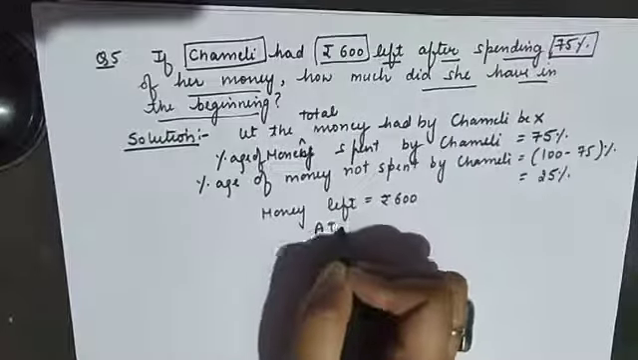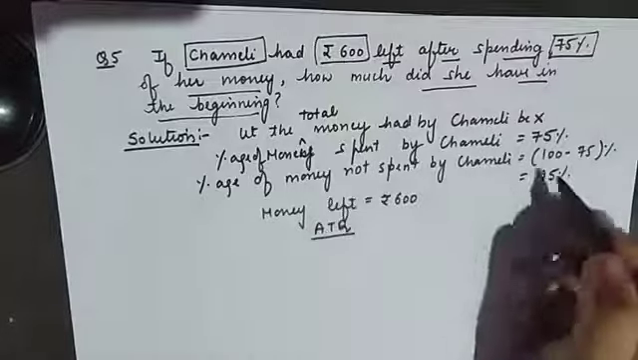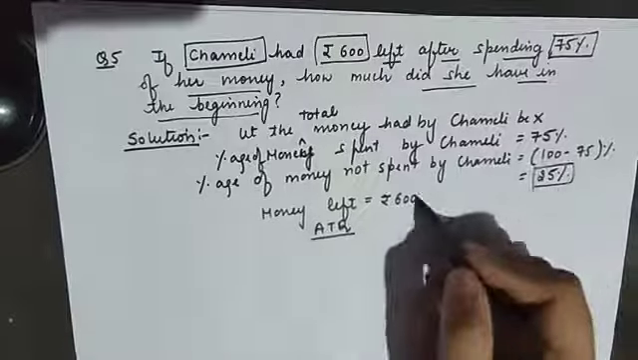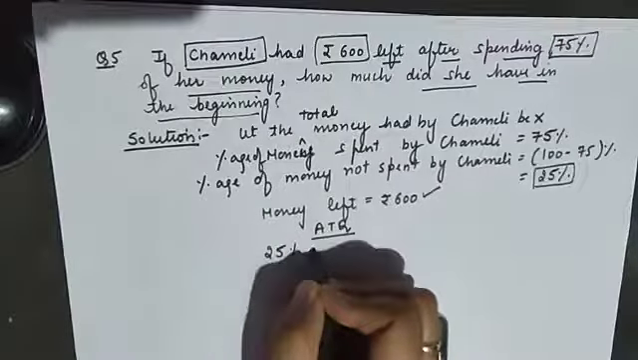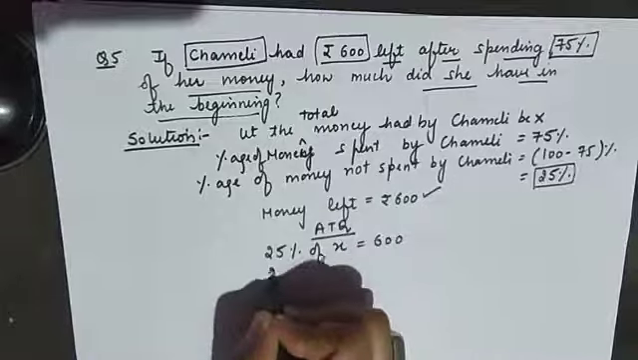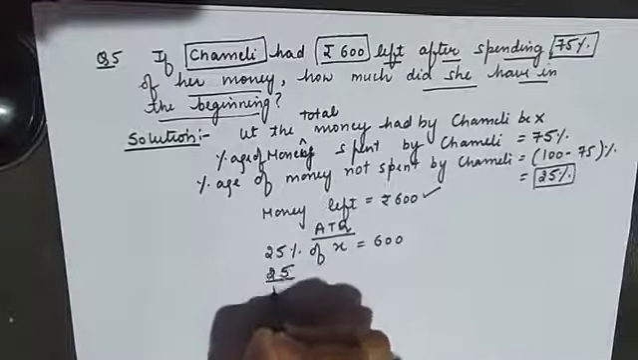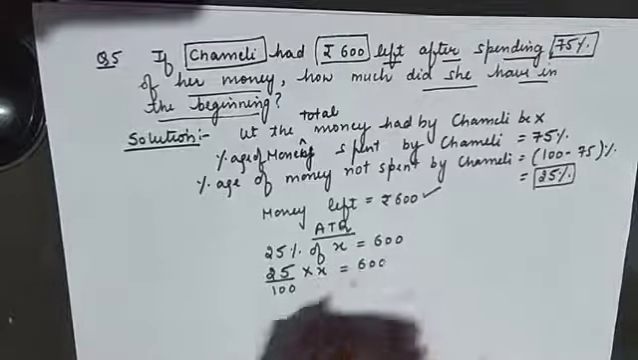So according to the question, what does the question say? The question says that the money left with her is 600. It means 25% of x is equal to 600 here. So 25 upon 100 into x is equal to 600.